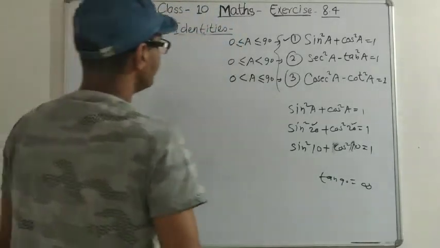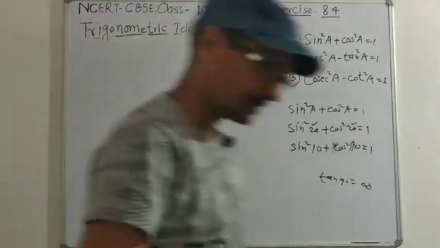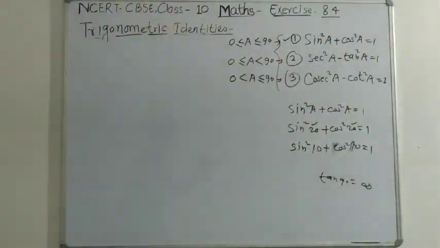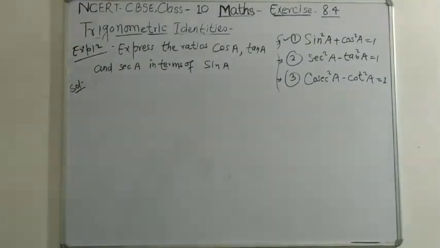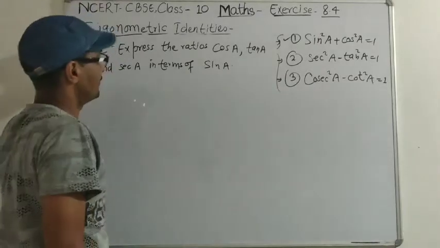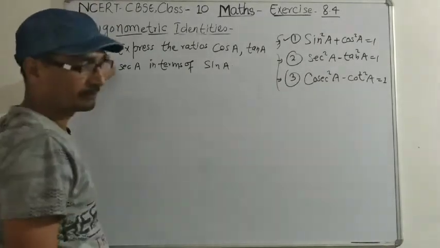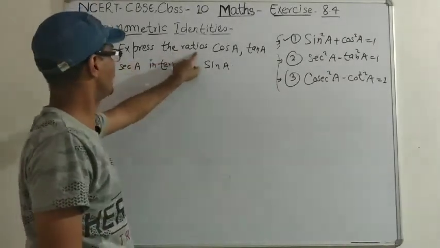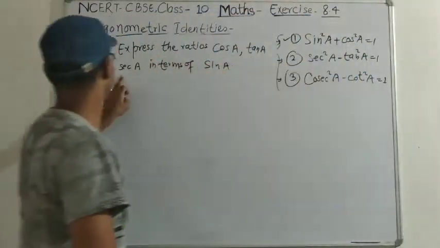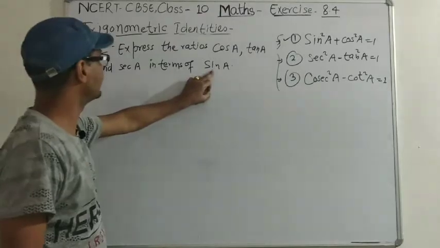So we can do some examples. Before starting the exercise, we will do some examples. Example 12 from the textbook is: express the ratios cos a, tan a and sec a in terms of sin a.